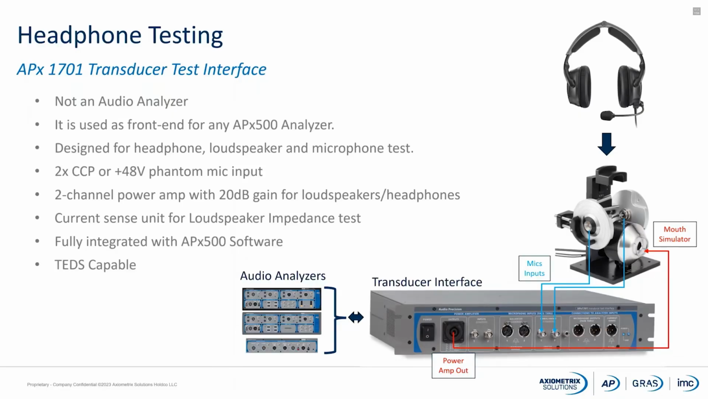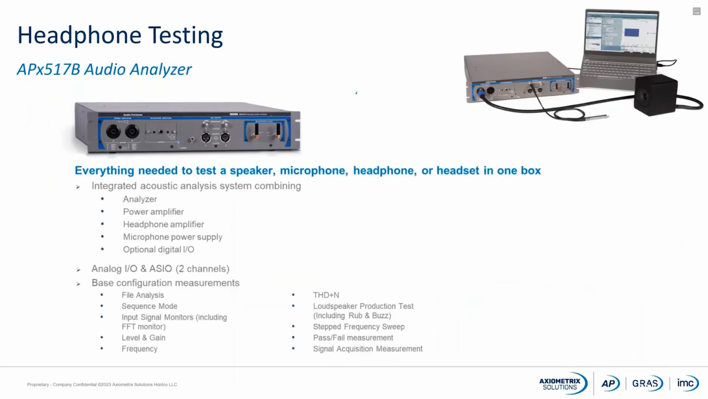But as I mentioned before, we now have the APX 517 audio analyzer, which is the device you see up here. This analyzer is basically taking the capabilities of an AP audio analyzer and adding some of the capabilities of the 1701 transducer interface.